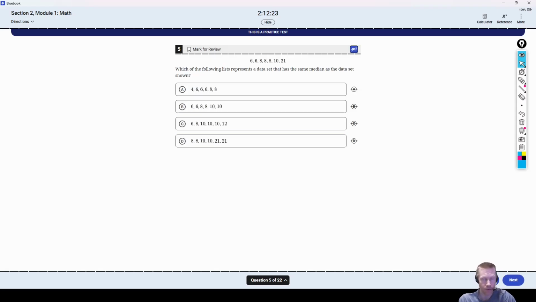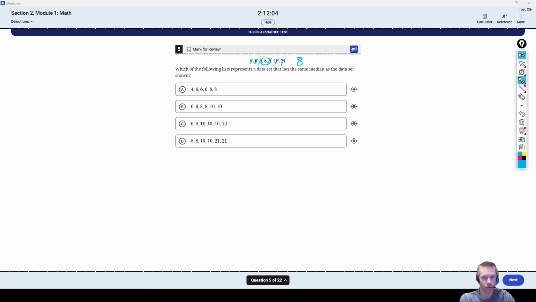All right, next up, which of these has the same median as this given data set? So if we look at the given data set and find the median, the easiest way I would do this is just start from the ends, cross everything out until you're left with either 1 or 2 values in the middle. So the median for this is going to be 8.